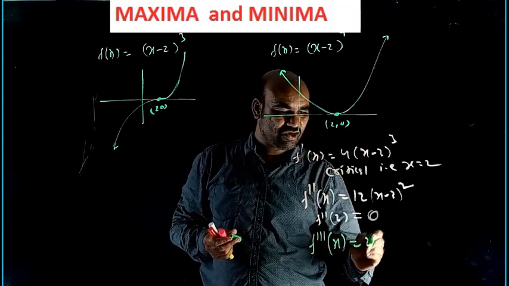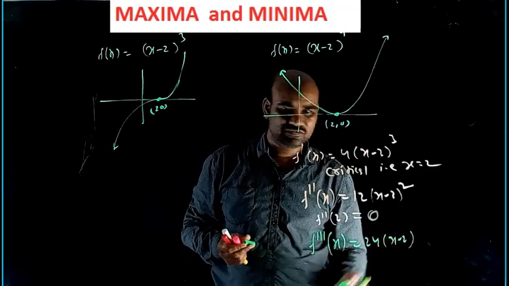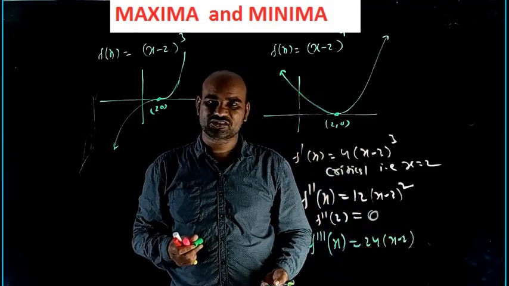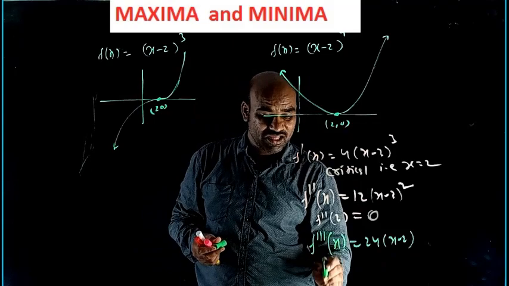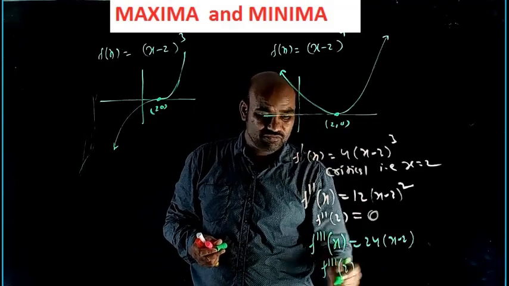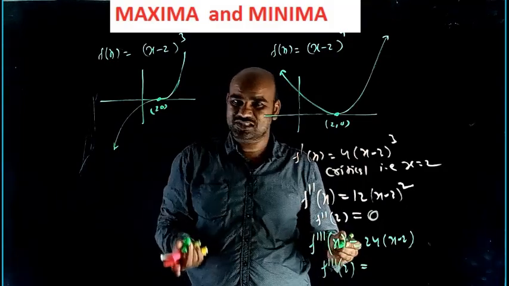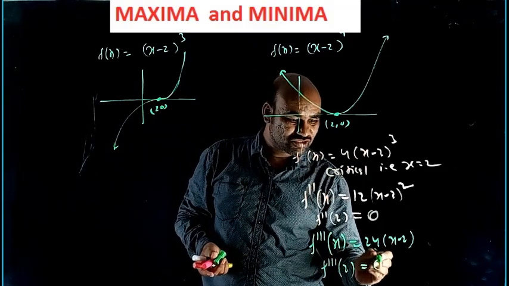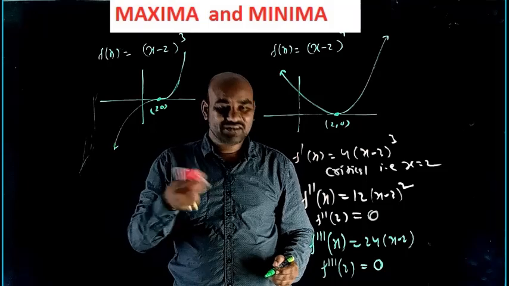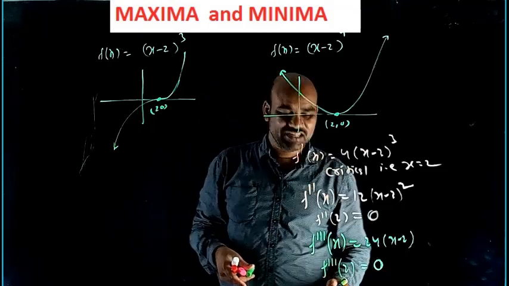That is 24 times of (x minus 2). Find again f triple dash of 2. It gives greater than 0, less than 0. What happened? We'll discuss later. So what happened? Here also 0. Again, further investigation is needed.